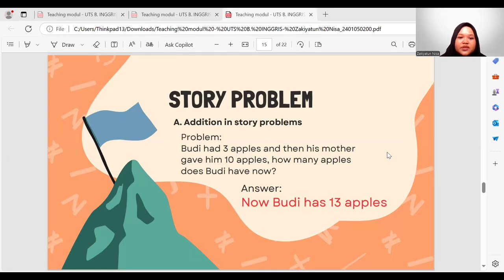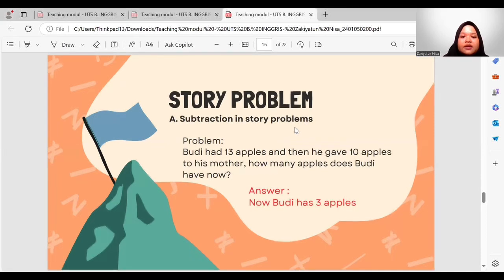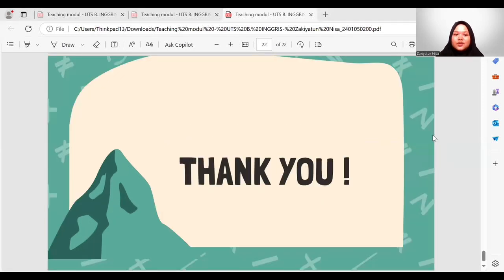This material is divided into two parts, namely addition in story problems and subtraction in story problems. So addition and subtraction story problems are a way of doing subtraction and addition related to a story. So, in the operation of addition and subtraction, there are various ways, children.